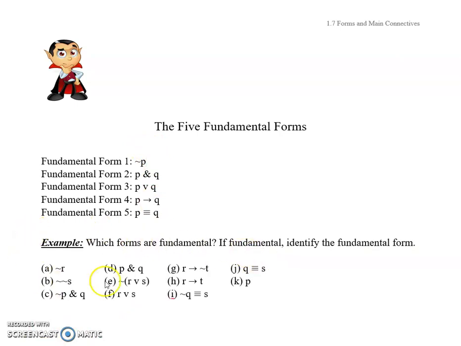Here's an example I've arranged for you. What you're supposed to do is go through each of these. Notice they're all forms, and you're supposed to tell me, is this form a fundamental form or not? If it is a fundamental form, identify which one it is. Is it fundamental form 3? Is it fundamental form 4? Or is it just not a fundamental form at all? Pause now, give that a shot, and we'll come back and do it together.